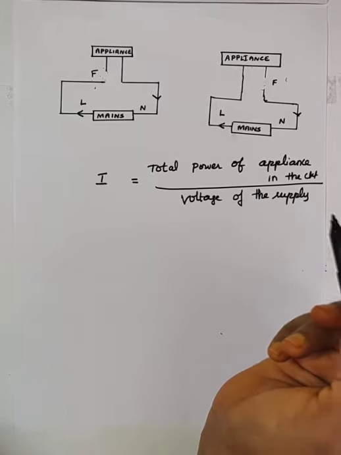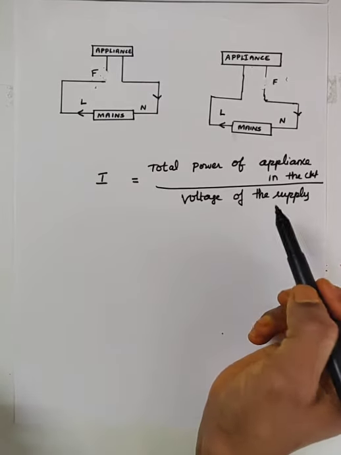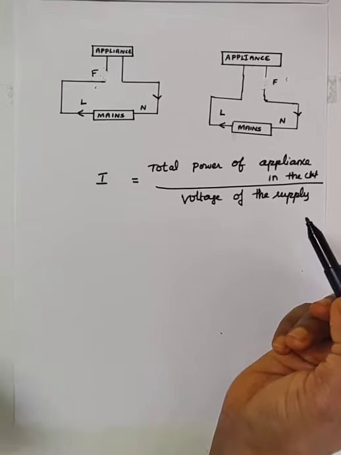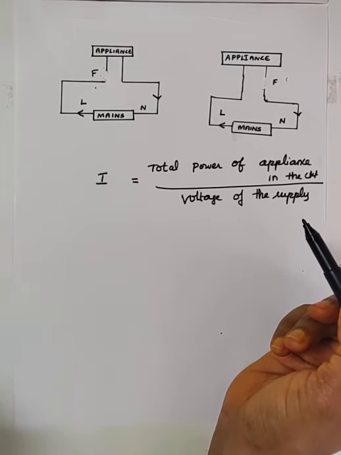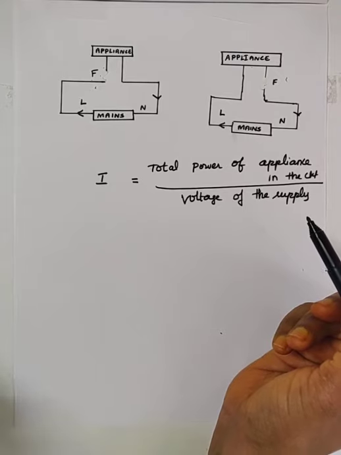Okay. So next class we will discuss the other household circuits we are using, like switches, earthing and the 3-pin plug. All these things we will be discussing in the next class.